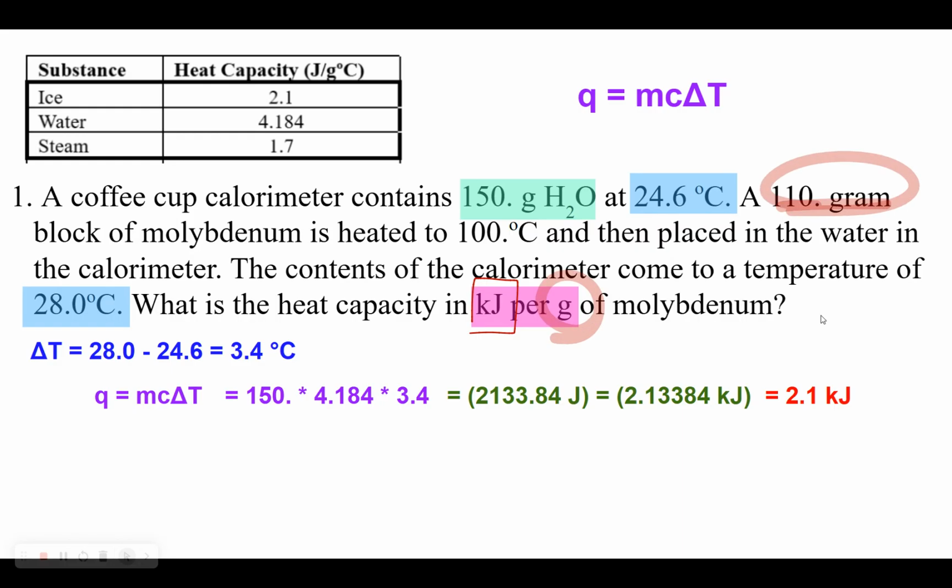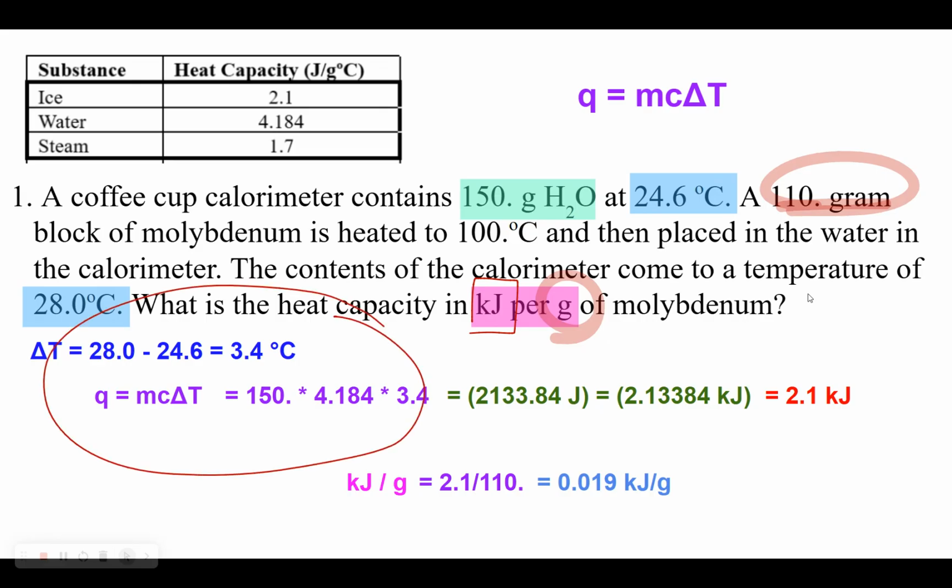Well, we already had grams, so let's put those together. When we ask for kilojoules per gram, that means kilojoules divided by grams. So we're just going to take that 2.1 divided by 110, and that's going to equal 0.019 kilojoules per gram, which is our final answer. So notice how it's talking about and concerned about molybdenum completely, but we used information about water in order to get some information about the heat in this molybdenum, because all of that heat that went into the water to heat up the water came from the molybdenum.